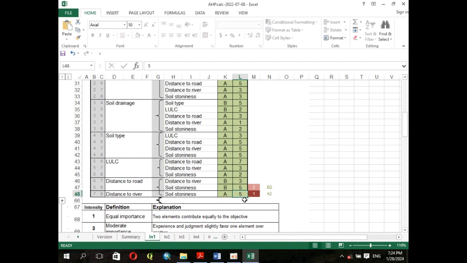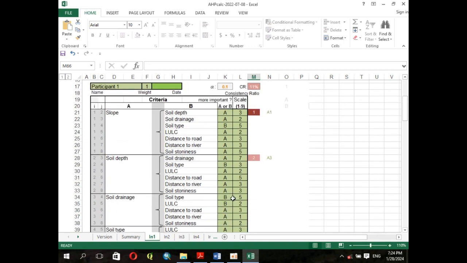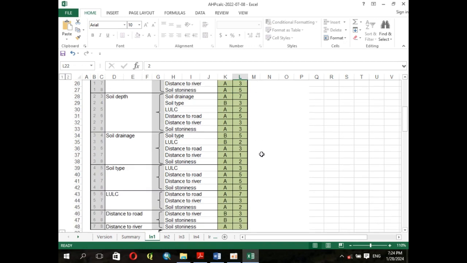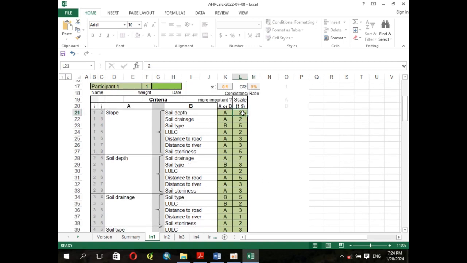And let me come to this one, the river with the stoniness. Yes, let me use 3 here. Yeah, if I make this one 3, our inconsistency goes to the first case, the first one. Yeah, let me use for instance 2. Good, our consistency ratio is below 10%. Now all the markers are reduced, and let me reduce this one to 3. What we see here, let me use 1.